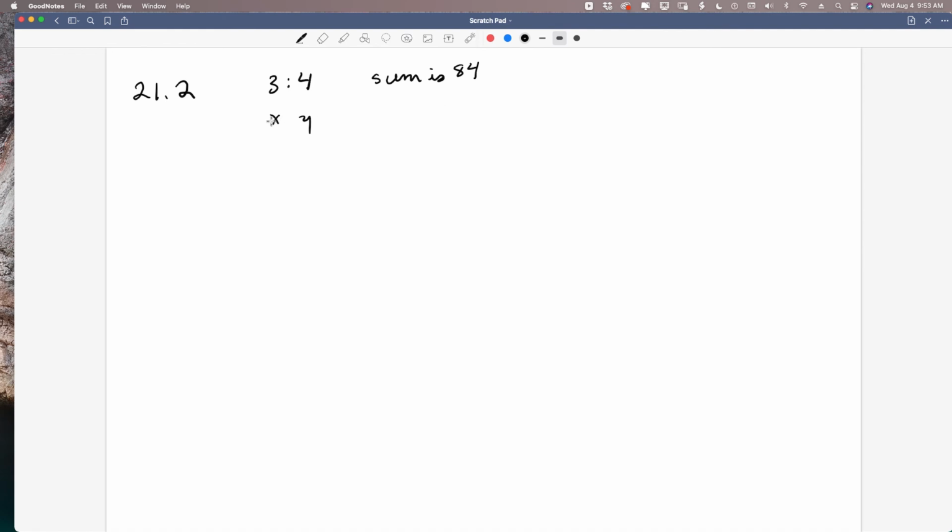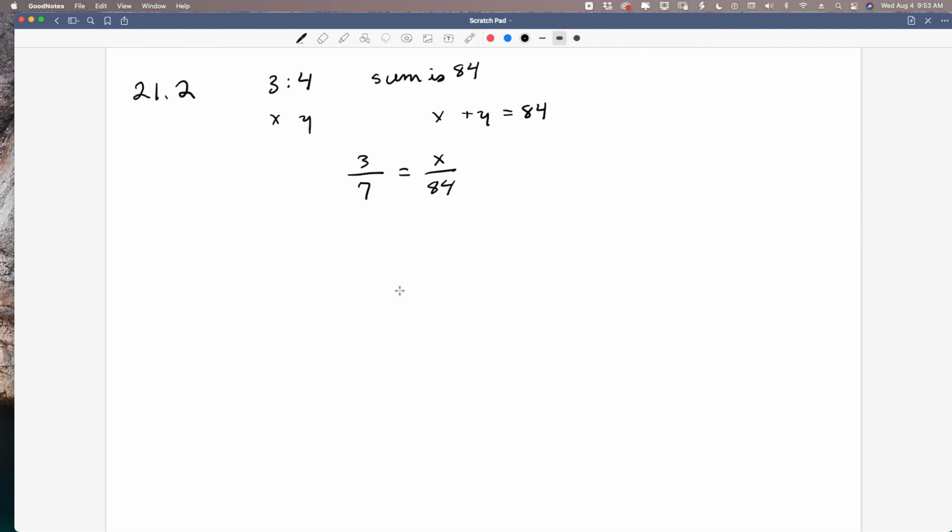So we know that X plus Y equals 84. That's a given. And we know that they have a ratio of 3 to 4. Remember, when we're dealing with ratios, that we want to add them together so that we can make a fraction. So 3 is out of 7. The total amount here of the ratio is 7. So 3 out of 7 is equal to some number out of 84.